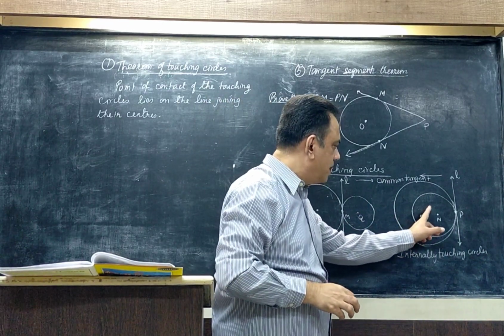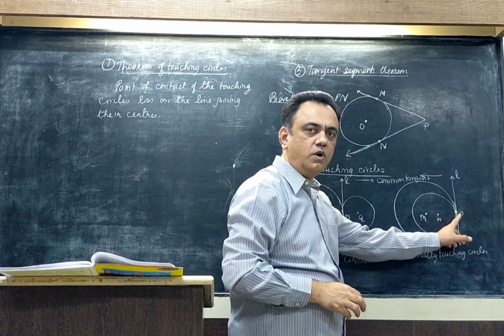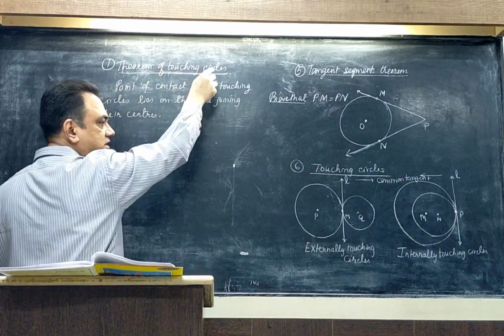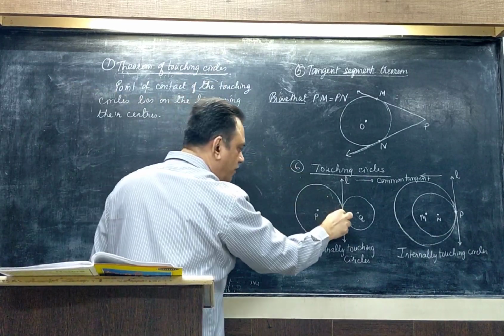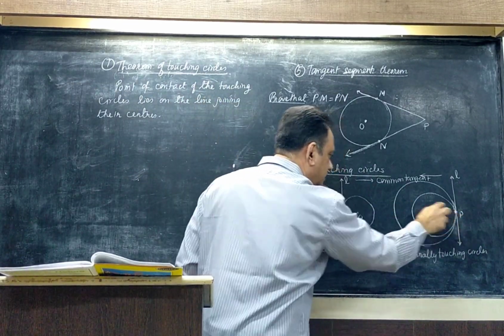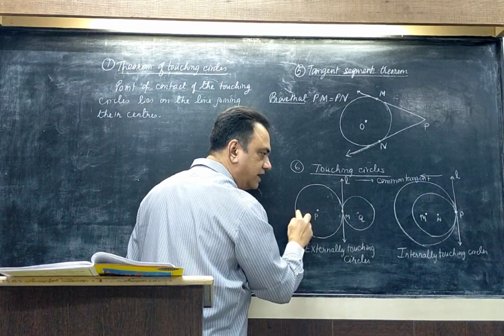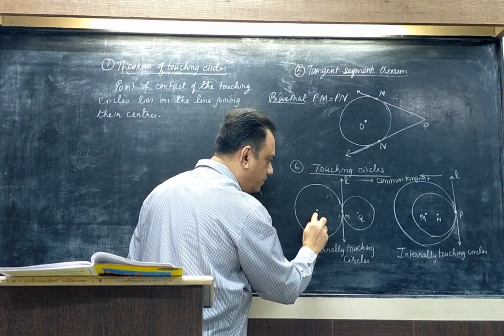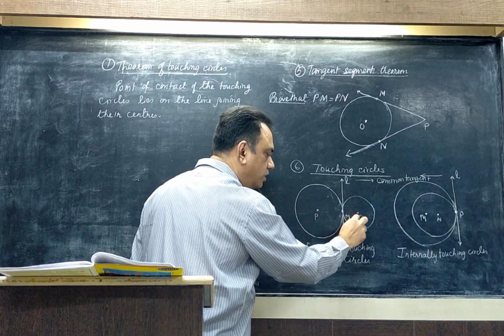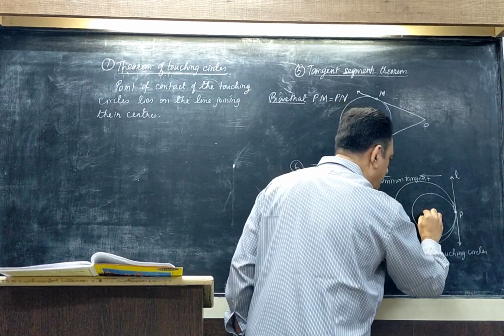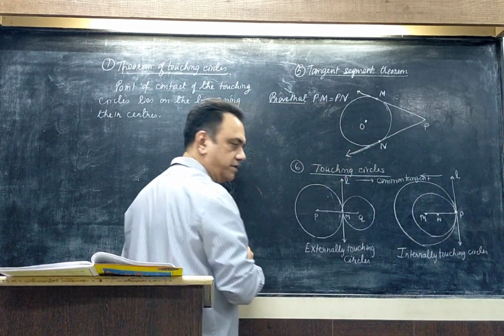Here M and P are collinear points. That is the theorem of touching circles. The point of contact of the touching circles lies on the line joining their centers. That means here points P, M, Q are collinear. Here points M and P are collinear.